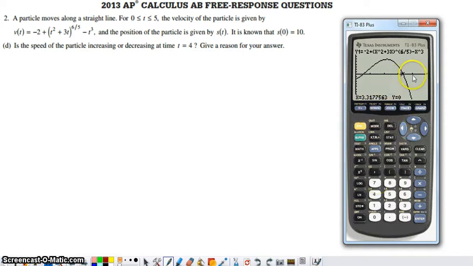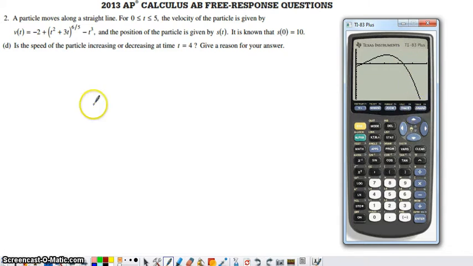Now at 4, I don't know if I can see the velocity graph at 4, so what I'm actually going to do is change my window settings just a little bit. I'm going to see down just a little bit further, maybe to -25. I'm just going to regraph. And what I see now on this graph is at t equals 4, which is a value right here, my velocity graph is trending downward.